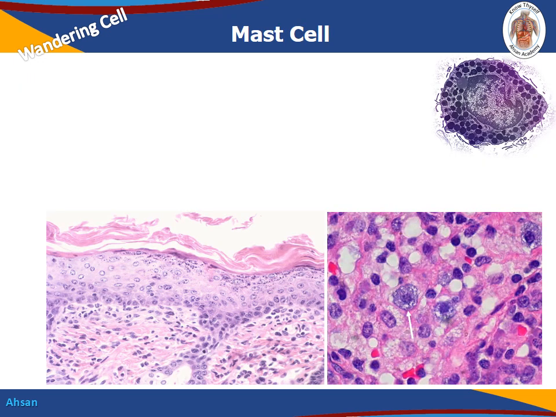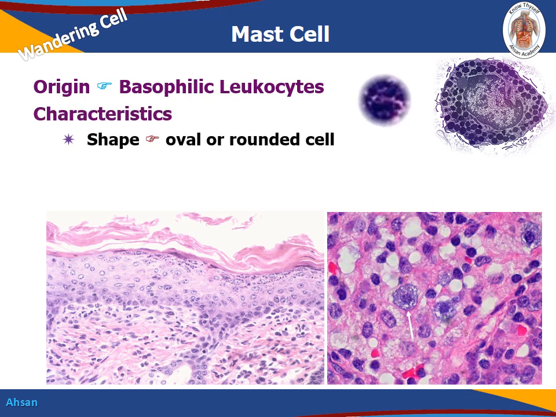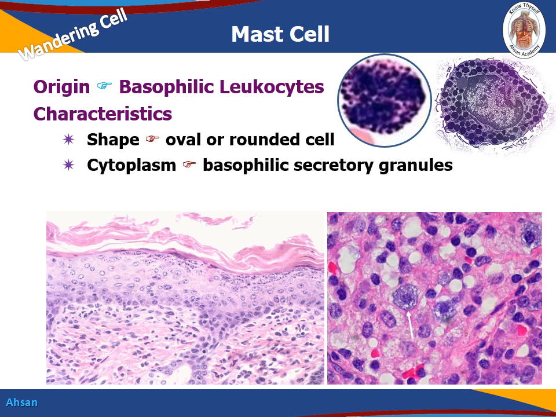The next wandering cell is the mast cell. These mast cells are the basophilic leukocytes that are present in the blood. Naturally they circulate and settle down in the connective tissue, then they are known as mast cells. The characteristics: the shape of the cell is rounded or oval. The cytoplasm is filled with secretory granules which are stained blue. So the cytoplasm is filled with bluish dots.